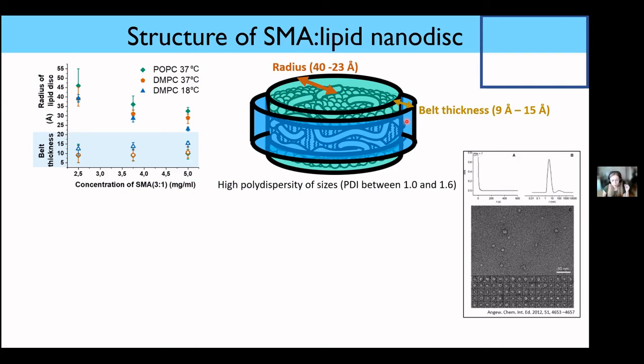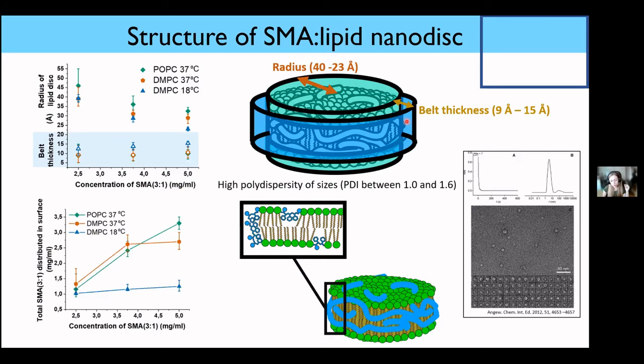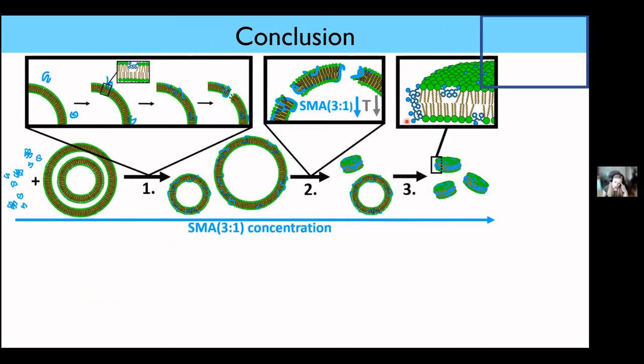Now, we also saw that the total amount of SMA that was distributed in the surface of the disc seemed to flatten out as the discs started forming here, indicating that after saturation, the excess SMA will go to form the belt around the disc. So with that, we made this figure to try to summarize all of our results.